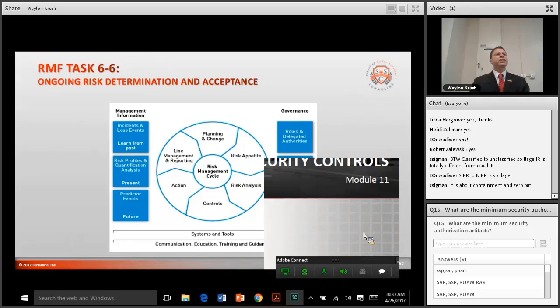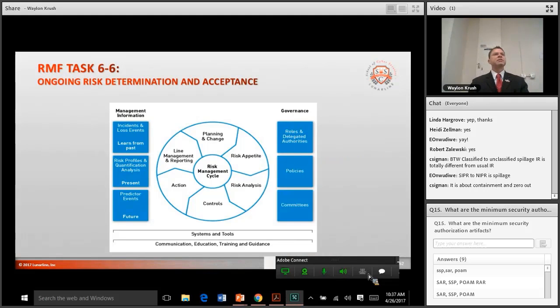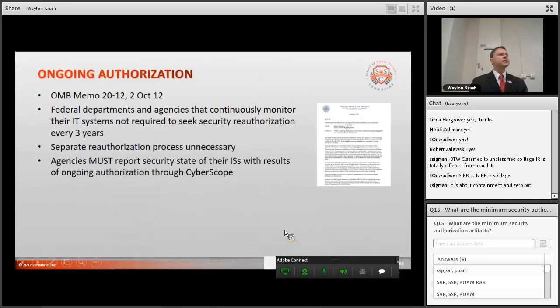So ongoing authorization. I always get asked the question, well, Waylon, how long should I set my ATD, my authorization termination date, for? It's actually up to you. It's up to the AO. You can set it now for 6 months. So, for example, I'll give you some best practices. If you have high systems, the best practice is the ATD is every 6 months.